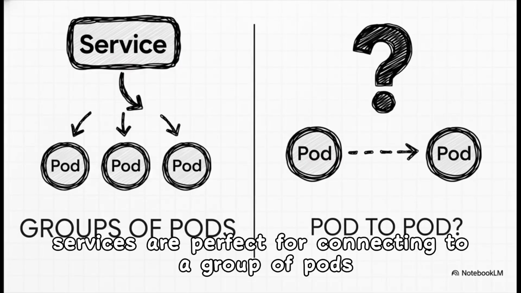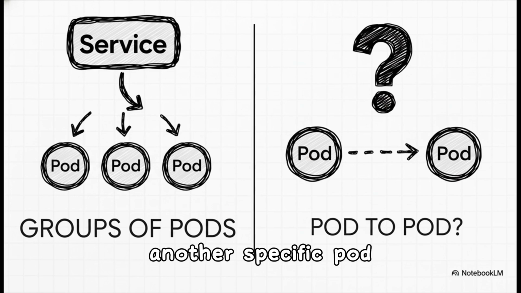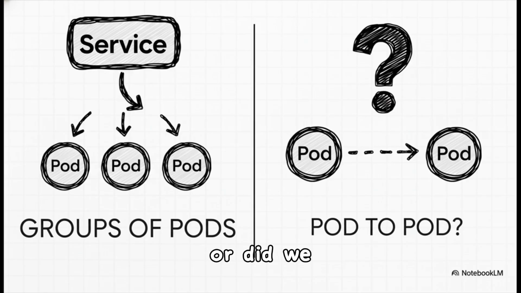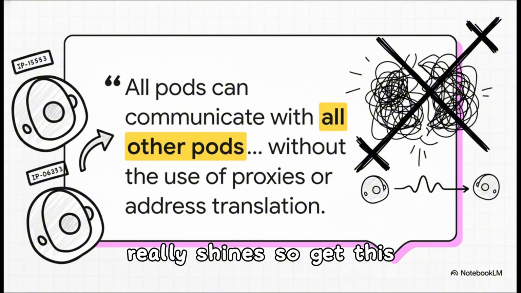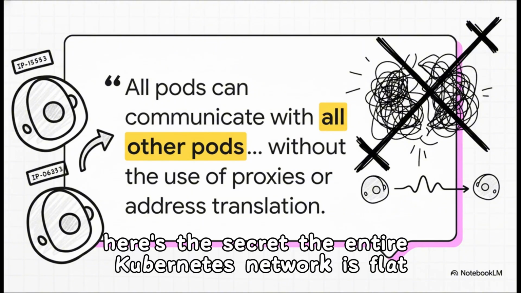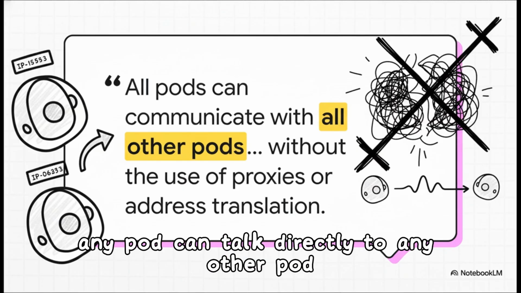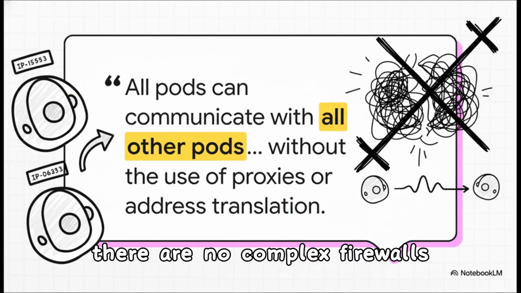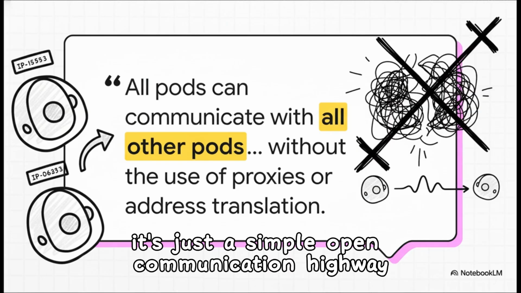So we've established that services are perfect for connecting to a group of pods. But what if one pod needs to talk directly to another specific pod? We said you shouldn't use their IP addresses, or did we? This is where the true magic of Kubernetes networking really shines. So get this. Here's the secret. The entire Kubernetes network is flat. What that means is any pod can talk directly to any other pod using its actual IP address. There are no complex firewalls or weird network hoops to jump through. It's just a simple, open communication highway.